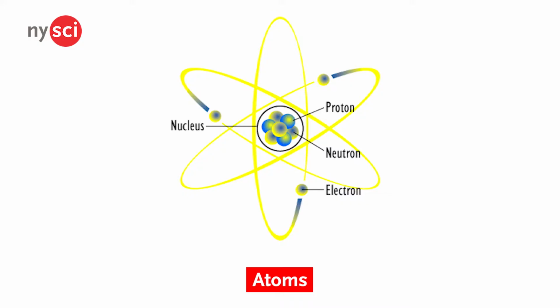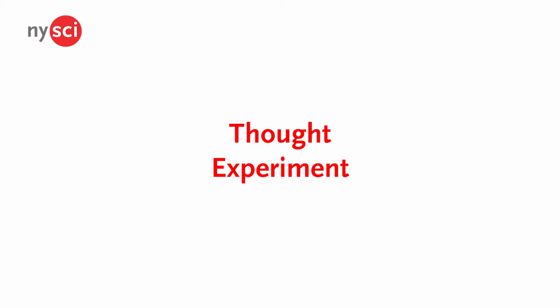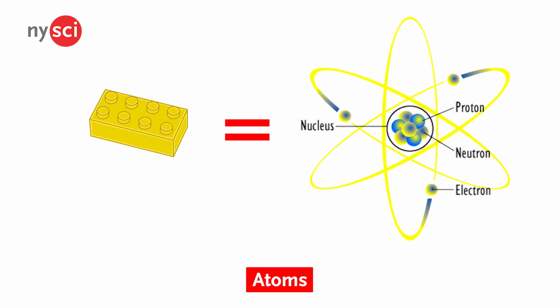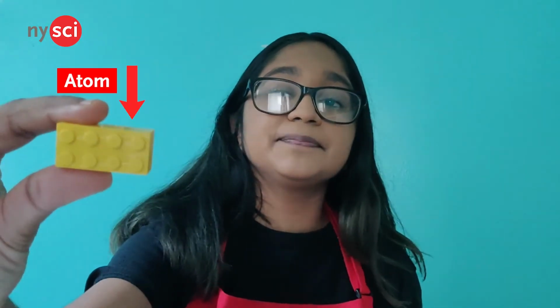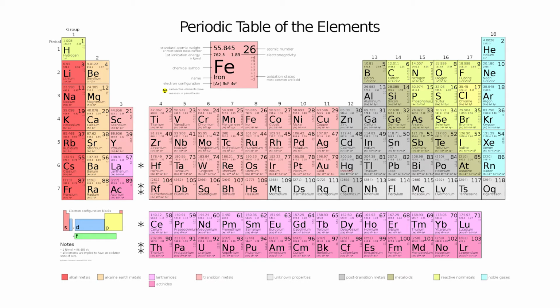First, let's start off by talking about something called atoms. Think of atoms as one single Lego. Like this one right here. Now, if you've seen the periodic table before, you may know that there are different elements, and each element is made of one atom. Or one Lego in this case.